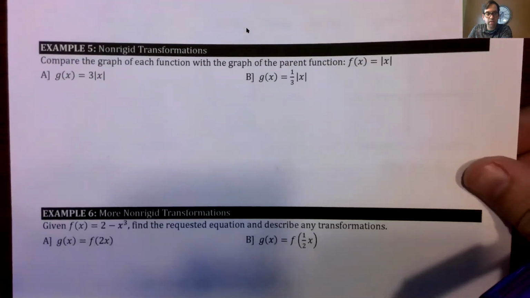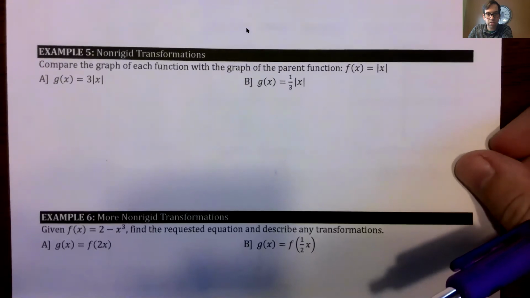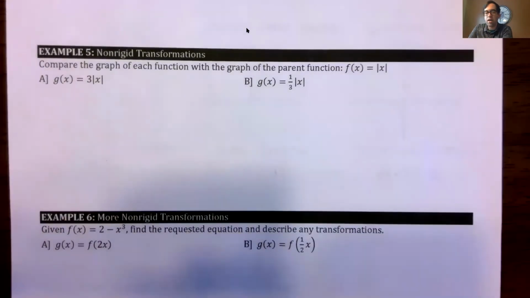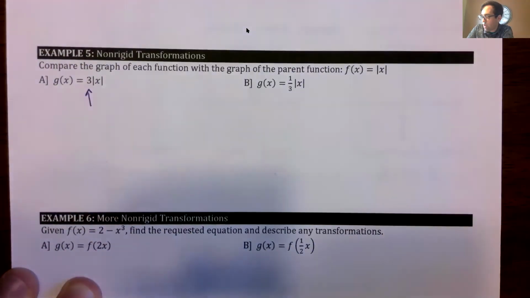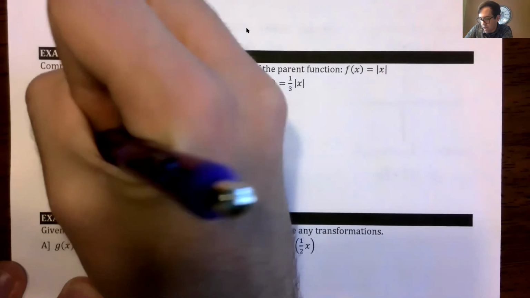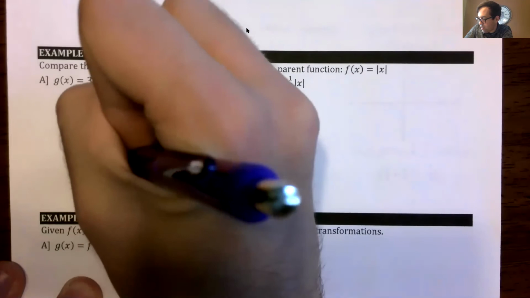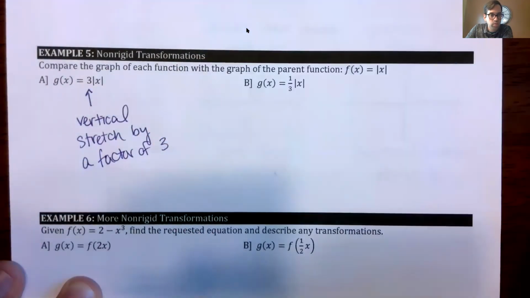Example 5, non-rigid transformations. Compare the graph of each function with the graph of the parent function. Okay, so this time we have the absolute value of x, and we're looking at non-rigid. So these ones are going to stretch or shrink potentially. So if we have a 3 in front, that is greater than 1. So this is considered a vertical stretch. And I would say it's by a factor of 3. Basically, everything's being multiplied by 3.